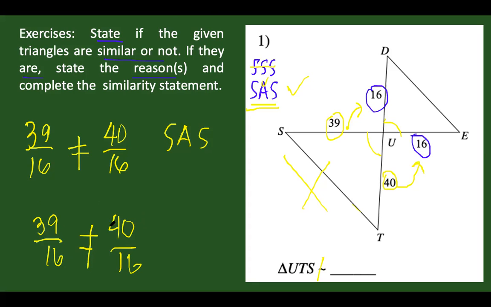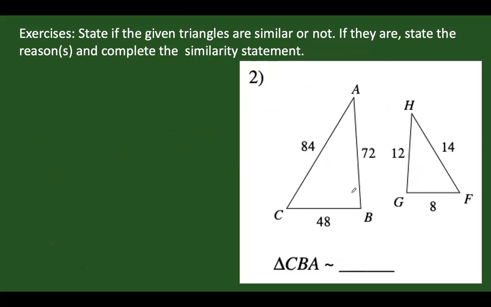So therefore, we could say that the SAS does not really help us to determine that these two triangles are similar, okay? So again, we could say that these two triangles are not similar. So number one is not similar. Okay, number two. In number two, let's identify.